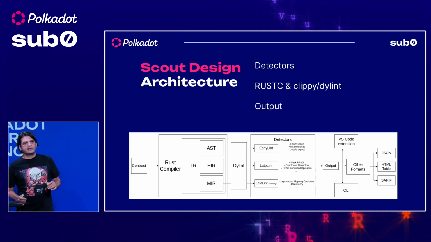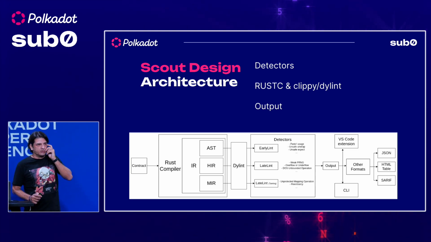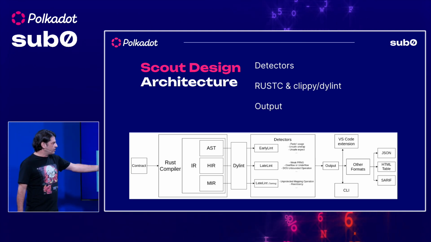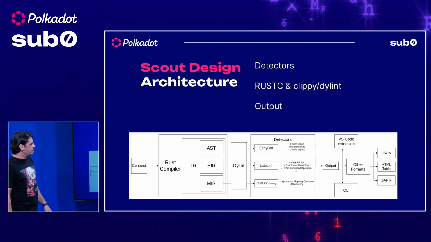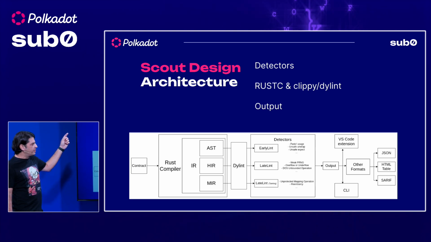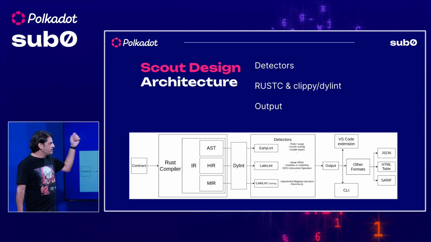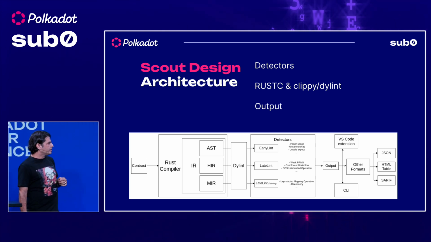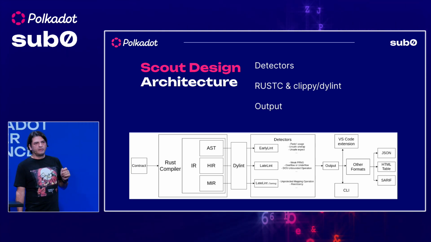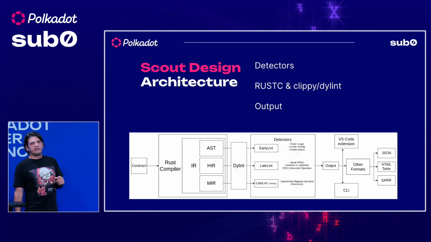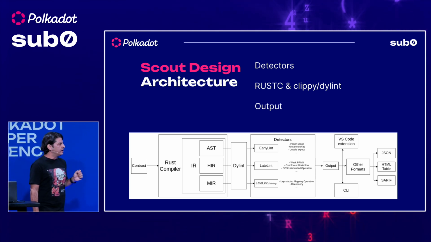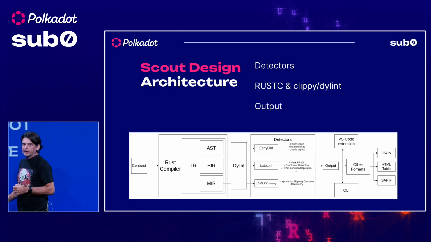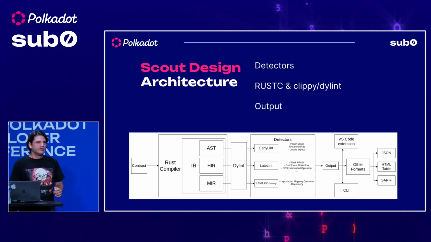And this is basically the architecture of our tool. In here, you see simply the contract going into the Rust compiler. The Rust compiler will produce intermediate representations: the abstract syntax tree, a higher level intermediate representation, and the medium level intermediate representation. You can get a hold of this using Dylint or Clippy. We used Dylint. We also played with Clippy. Our first version used Clippy.